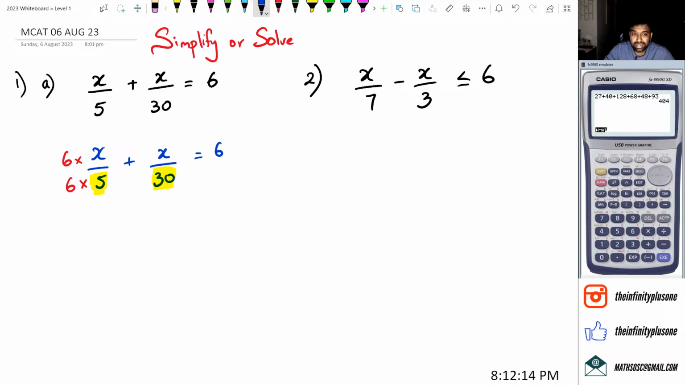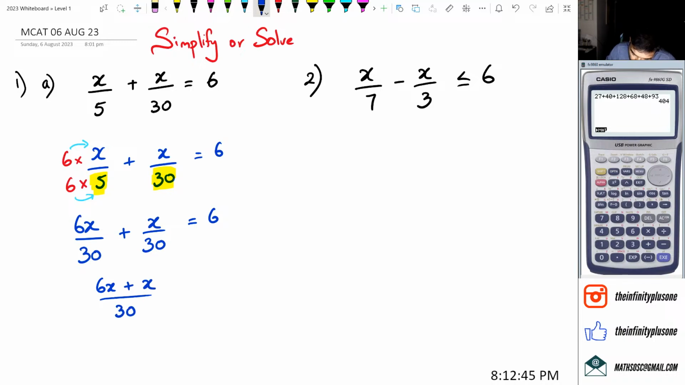All right, so Adam, now that we've done this, we're actually going to do 6 times x first, which is equal to 6x. Then we're going to do 6 times 5, which is 30, plus x over 30 is equal to 6. Now, because the denominators are the same, I can put all the numerators together on the top underneath the denominator. So I can do something like this: 6x plus x over 30 equals 6.